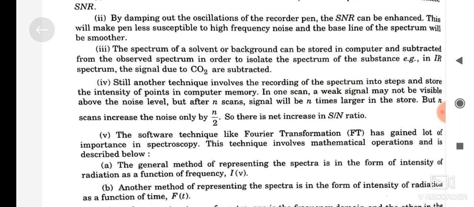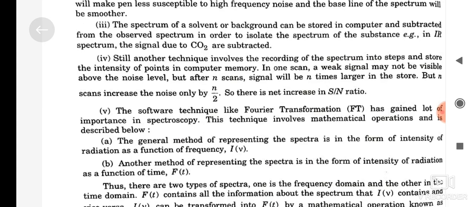Fourth, still another technique involves recording the spectrum in steps and storing the intensity of each point in computer memory. In one scan, a weak signal may not be visible above the noise level, but after n scans, the signal will be n times larger in the store. But n scans increase the noise only by root n, so there is a net increase in the S/N ratio. Fifth, software techniques like Fourier transformation have gained a lot of importance in spectroscopy. This technique involves mathematical operations and is described below.